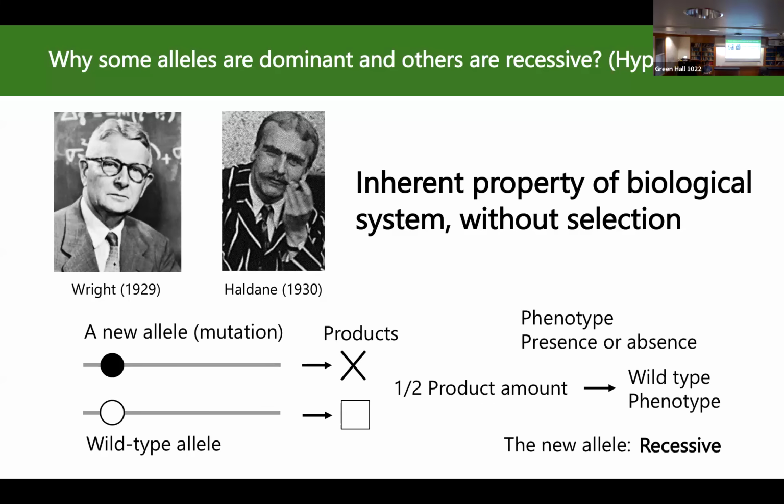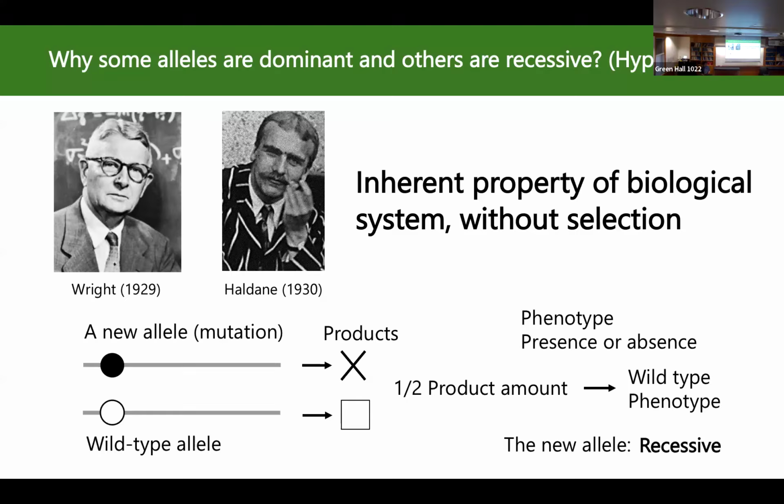Back then, phenotype was considered to be determined by the presence or absence of the gene product. So that's why the heterozygotes can show the wild type phenotype, and the newly born allele becomes recessive.